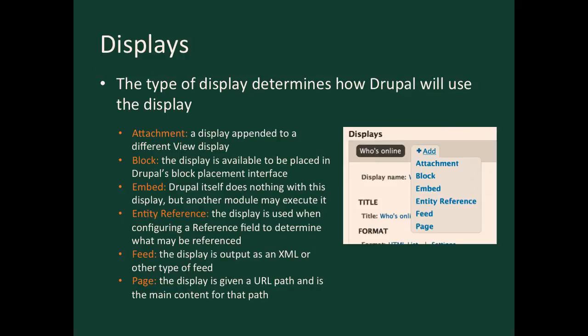The type of display determines how Drupal is going to use the display. So we talked about that some displays mean that Drupal uses it as a page, some displays mean that it uses it as a block. I've listed all of the different display types made available in Drupal core here. I only want to talk about block and page right now. It's just here for completeness, in case you're looking at these slides later on. But we are mostly going to deal with displays that are blocks and displays that are pages.